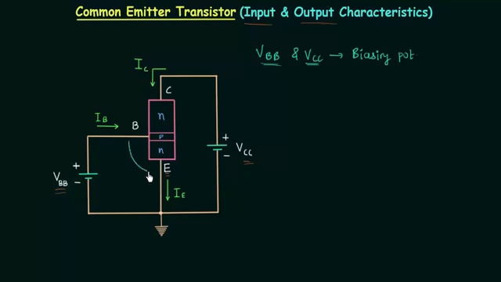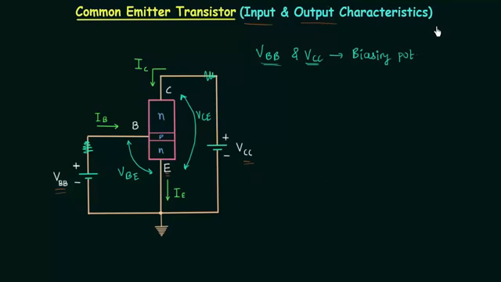The input voltage is VBE and the output voltage is VCE. Generally we have the series resistance here, but for simplicity I have not included the two series resistances in the circuit, and in this scenario VBE is not equal to the forward biasing potential VBB and VCE is also not equal to the reverse biasing potential VCC. So VBE is the input voltage, not VBB, and VCE is the output voltage, not VCC.